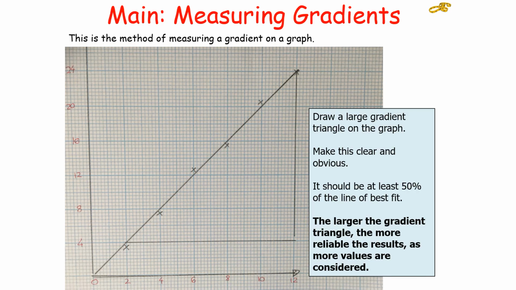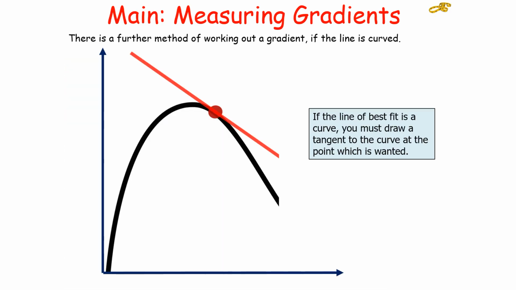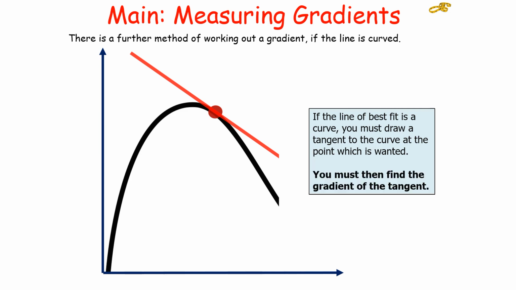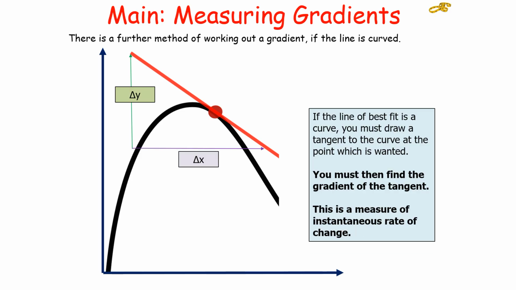Now the larger the gradient triangle, the more reliable the results, as more values are being considered. Now a gradient triangle can only be produced on a straight line section of a graph. But what happens if the line is curved? Well, if the line of best fit is curved, you must draw a tangent to the curve at the point that is wanted. You would then find the gradient of the tangent by drawing in your change in y and your change in x. Now remember, this only allows you to find the gradient at one instantaneous point of your line, so it's a measure of the instantaneous rate of change.